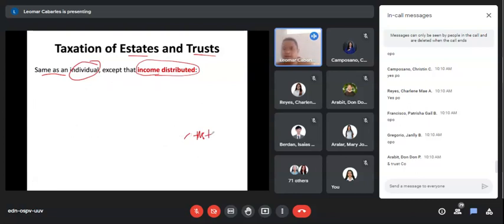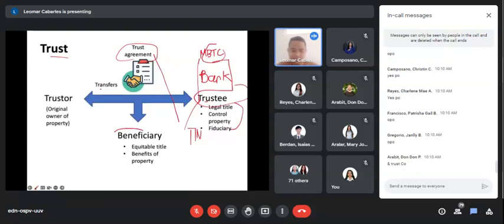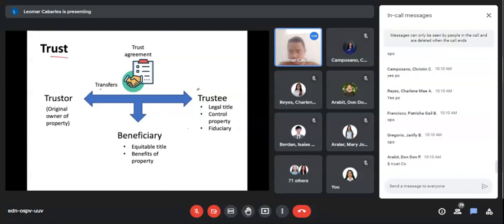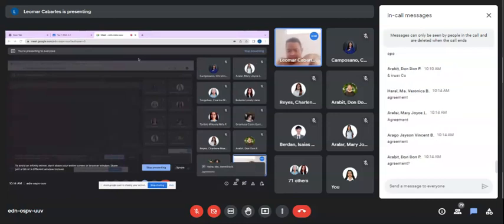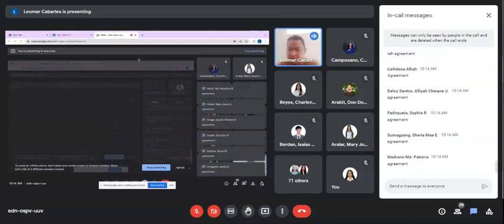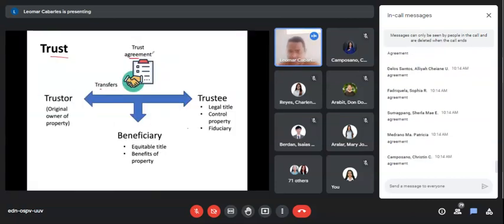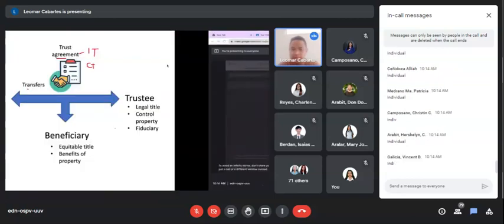Wait lang class, baka nalito pala kayo. Erase ko muna to. Sinong tinutukoy natin na trust dito? Sinong trust dito? Sa slide. The trustor, the trustee, the beneficiary, or the agreement? Very good. Hindi naman pala kayo nalito. It's the agreement. And our treatment sa kanya, ano siya? Individual taxpayer or corporate taxpayer? Okay, so very good. Try individual taxpayer.